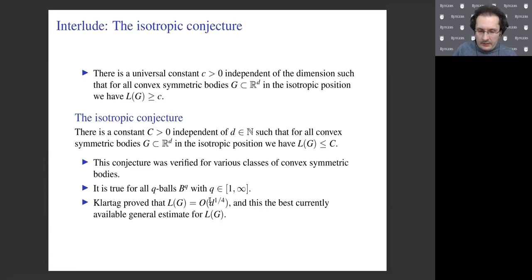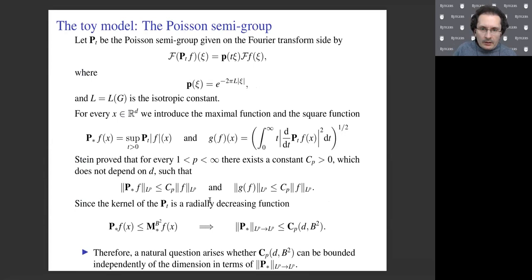And now let me tell you a few words about the toy model, which is the Poisson semigroup. So let's define the Poisson semigroup. We can think that the Poisson semigroup is defined using the Fourier multiplier. And on the Fourier transform side, this is defined using this multiplier: e to the minus 2 pi L times the norm of xi, where L here is the isotropic constant. So I put this L here because for some technical reasons, it will be important later. So therefore, this is the rescaled version of the Poisson semigroup.